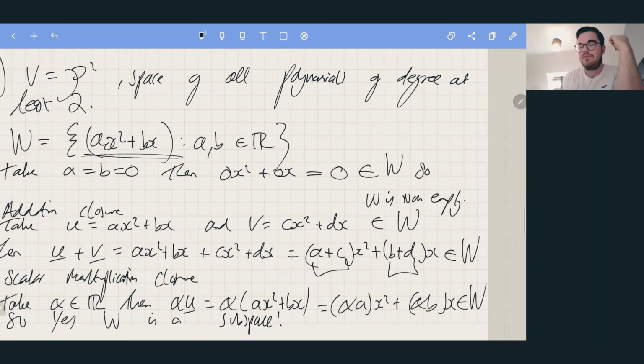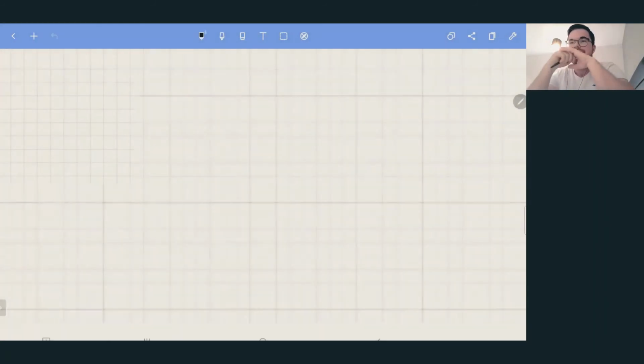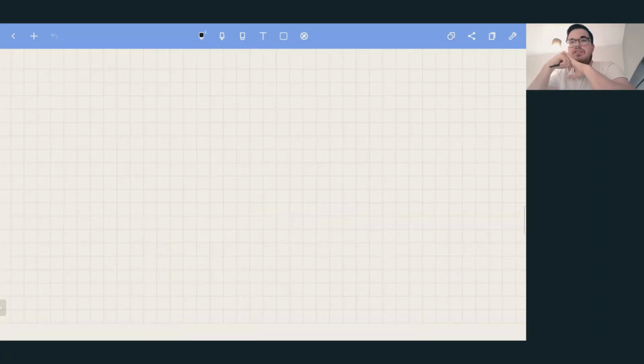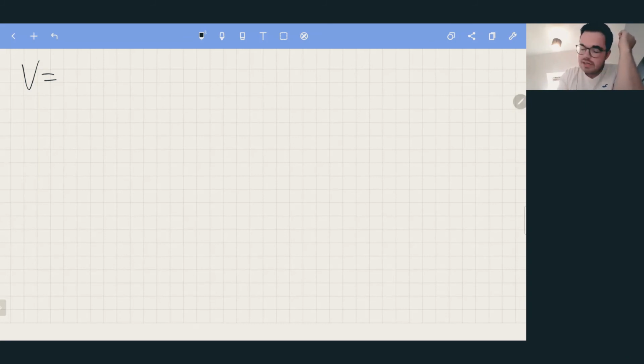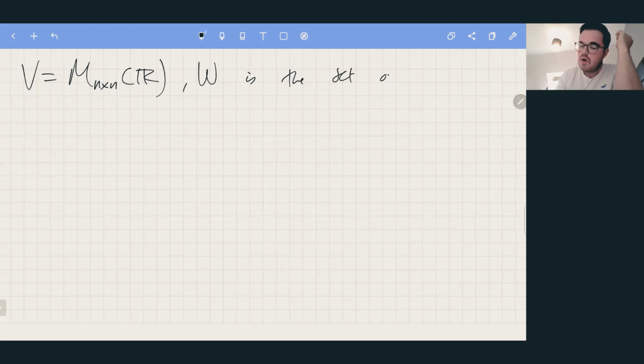Finally, the last example is perhaps one of the sneakier ones. And it's a bit strange because it's matrices and not polynomial vectors. So we're going to consider the space of all n by n real matrices, so n by n over the field R. I'm going to say that W is the set of all invertible matrices.